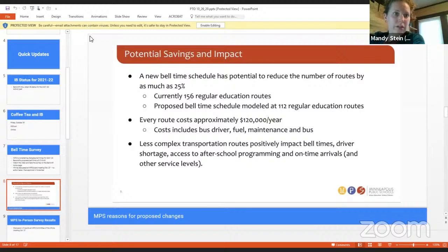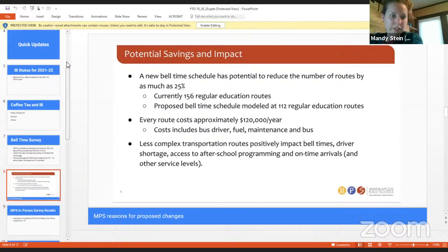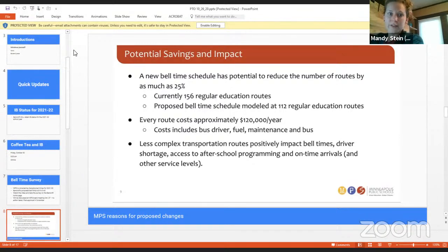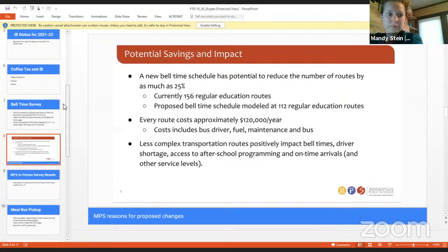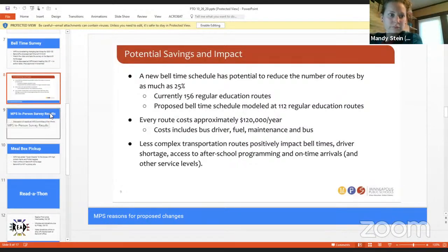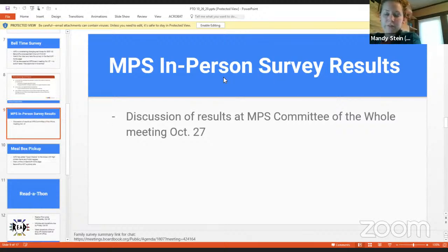And in case anyone is wondering what the reasoning for changing bell times again is, essentially to reduce costs, reduce bus routes, make those routes less complex. And if anybody wants a link to the survey or the agenda that has this information, I can put that in the chat. The in-person survey results from the survey about returning to in-person learning is going to be discussed tomorrow at the school board meeting as well. So there is also a link to that information on the results. And I can put that in the chat as well.